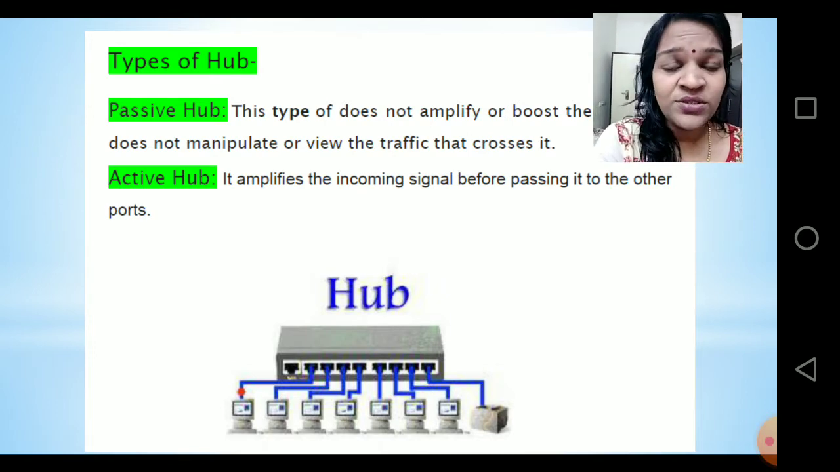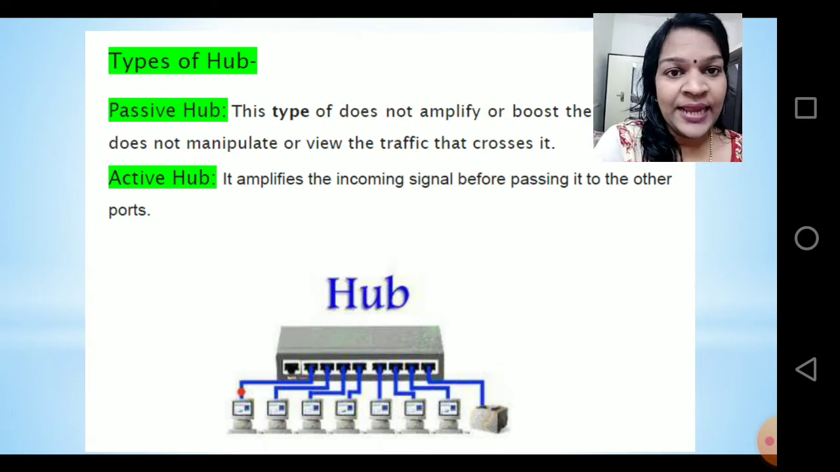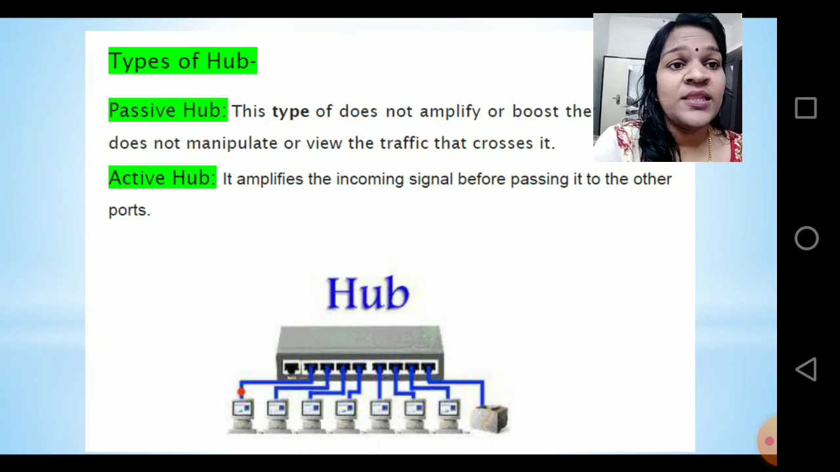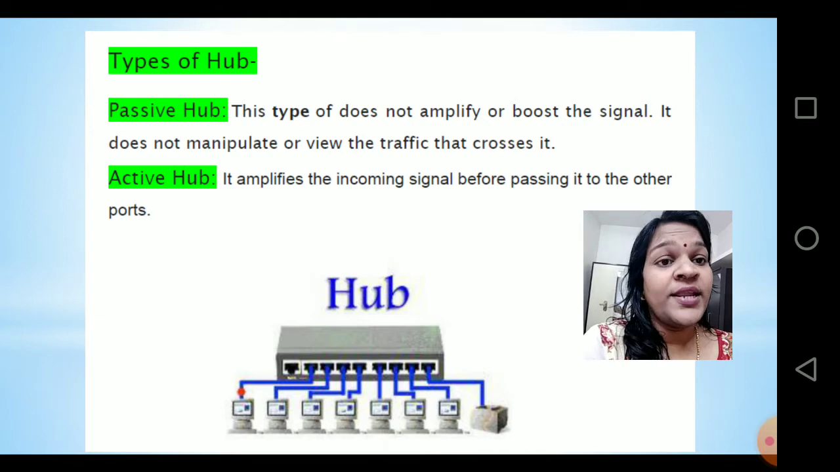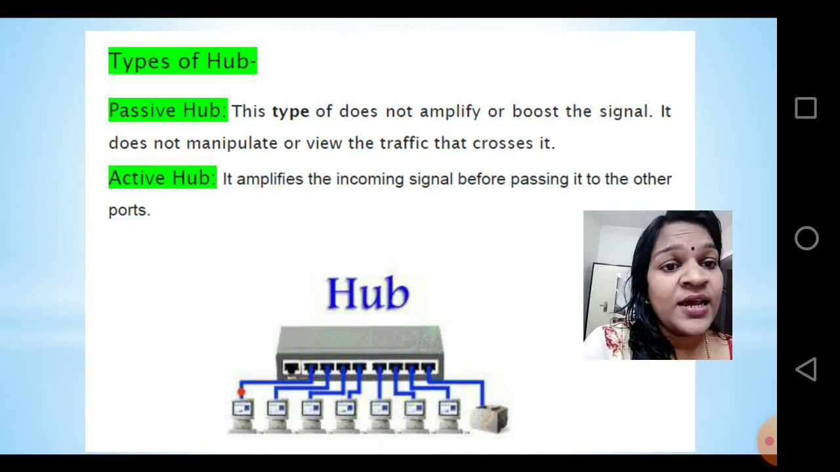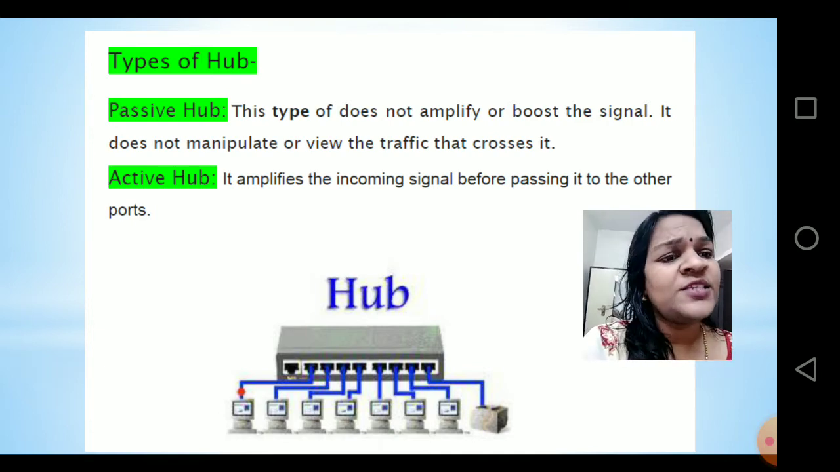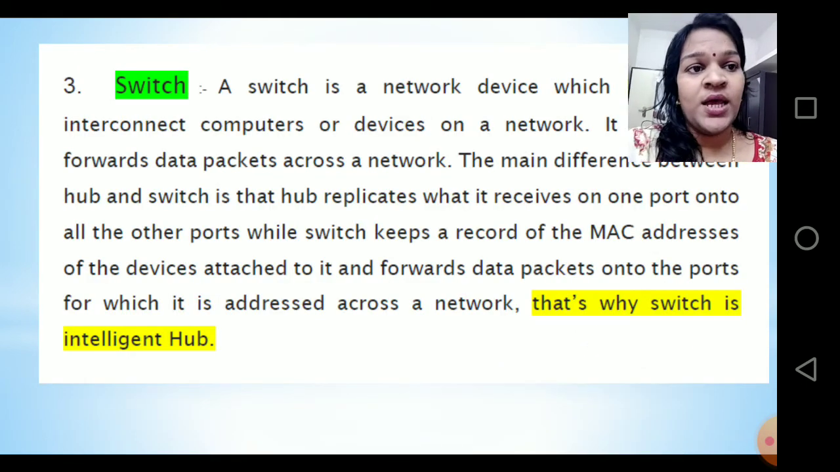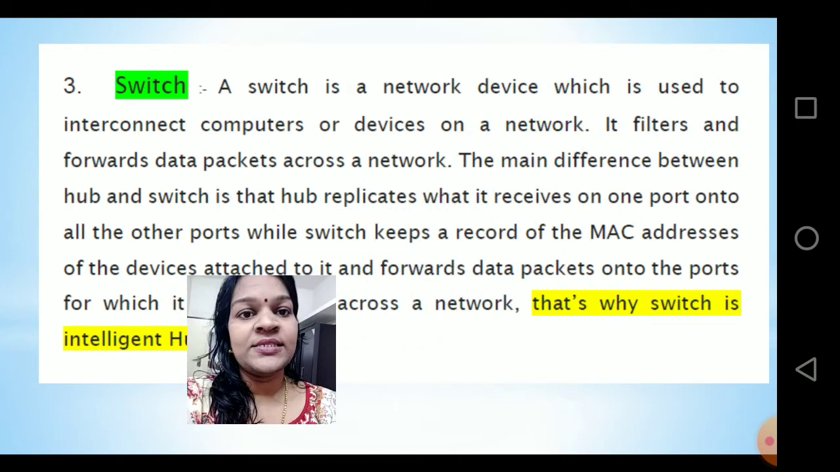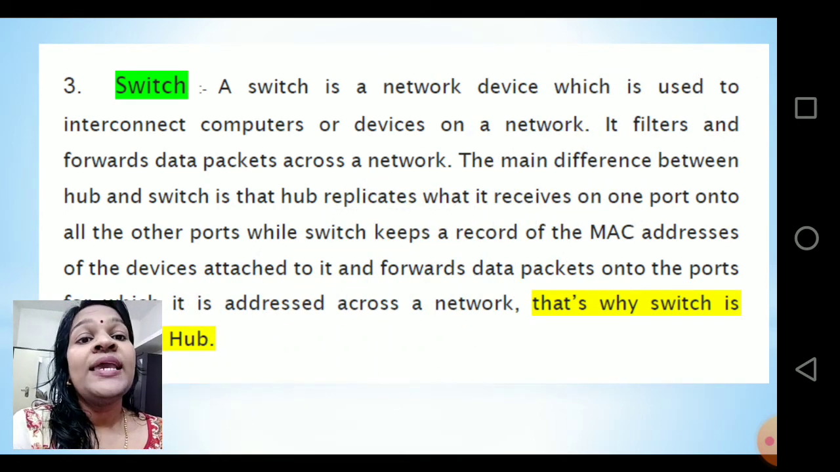There are two types of hub: passive hub and active hub. When the signal comes to the hub, if it is amplified and given to the connected devices, those are known as active hubs. But if the device does not do anything and just passes on the signal that is coming, it is known as a passive hub.